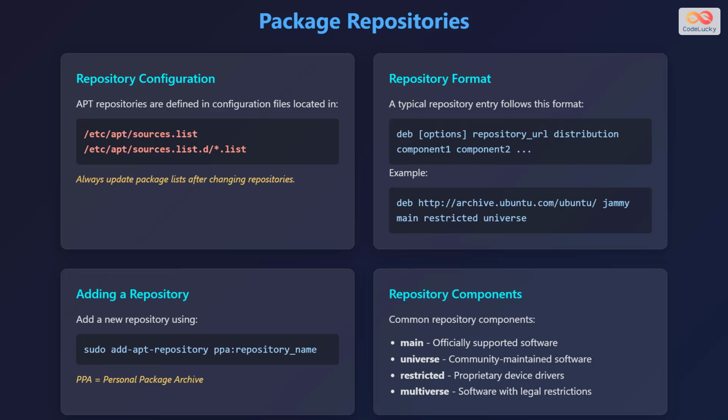To add a new repository, use the command sudo add-apt-repository ppa:/repository_name. Remember that PPA means Personal Package Archive. Common repository components are main, which is officially supported software; universe, which is community-maintained software; restricted, which are proprietary device drivers; and multiverse, which is software with legal restrictions.